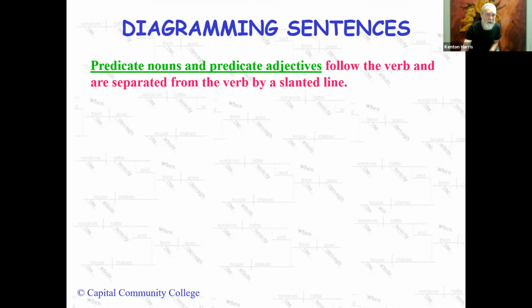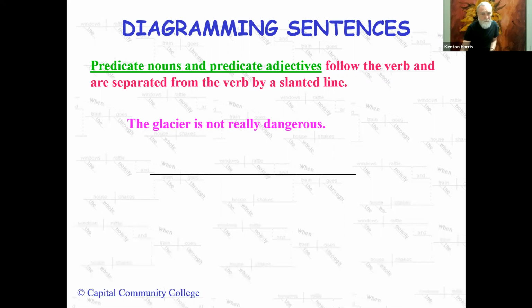Predicate nouns and predicate adjectives follow the verb on the horizontal line, but they're separated from a verb by a slanted line. The glacier is not really dangerous. Well, again, before you get into anything else, what's the verb? What's the subject? Horizontal line, vertical line, subject on the left, verb on the right. Those are the first 4 steps.